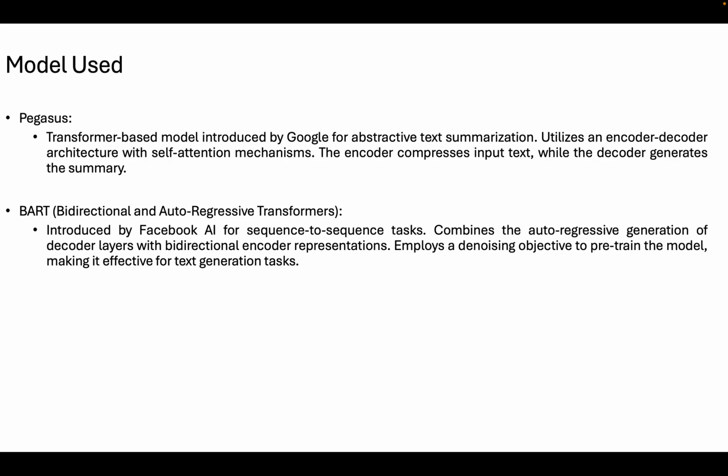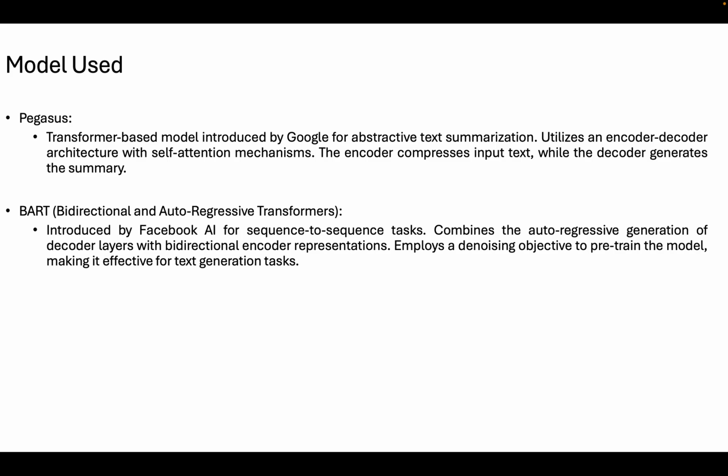Moving on, the two models that we chose to fine tune for text summarization are Pegasus and BART. Pegasus was developed by Google. Well, it wasn't really for abstractive text summarization, but it was for language modeling. It uses an encoder-decoder architecture with self-attention mechanisms. BART, on the other hand, was introduced by researchers at Facebook, and it's used for sequence-to-sequence tasks too. It is also used for language modeling.